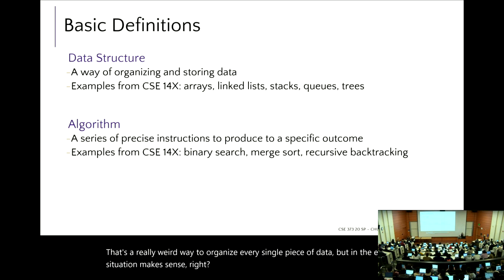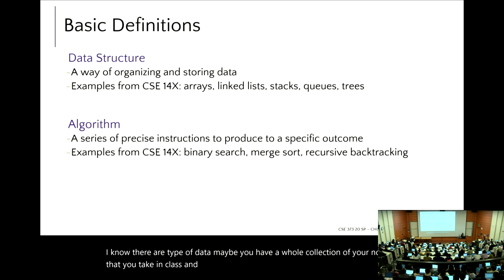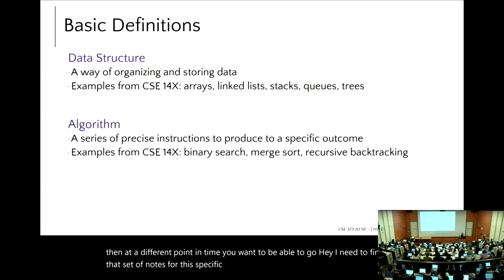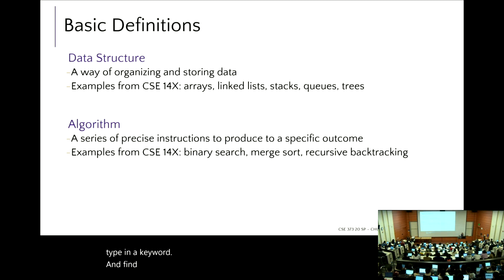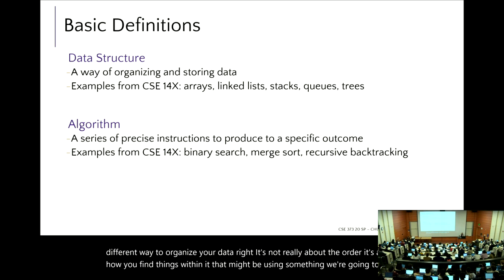Another type of data: maybe you have a whole collection of the notes you take in class, one page of notes every single day. And then at a different point in time, you want to be able to say, hey, I need to find the set of notes for this specific day. So you want to go directly in, maybe type in a keyword, and find something associated with that keyword very quickly. That's a totally different way to organize your data, right? It's not really about the order. It's about how you find things within it. That might be using something we're going to talk a lot about called hashing, for example.